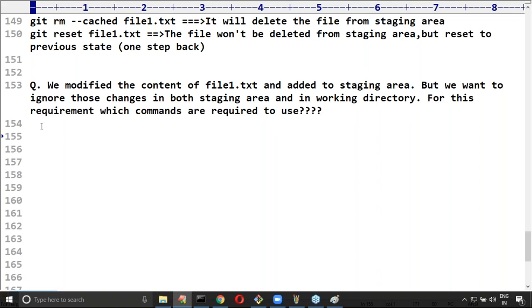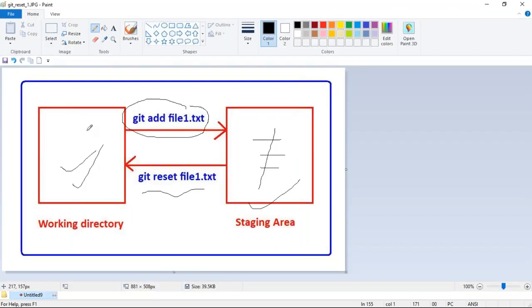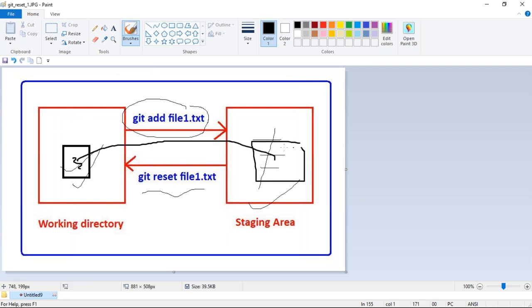I hope it is very, very simple, sir. I'm not seeing any response from you people. Please respond. Just observe that I already did some changes, and I added these changes to the staging area.